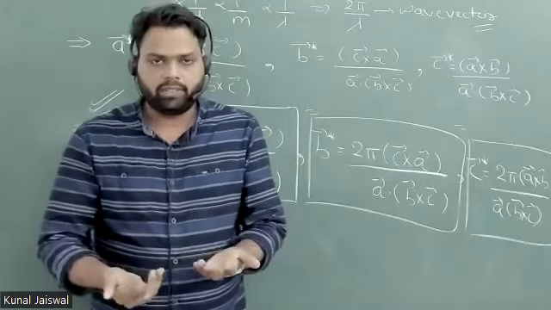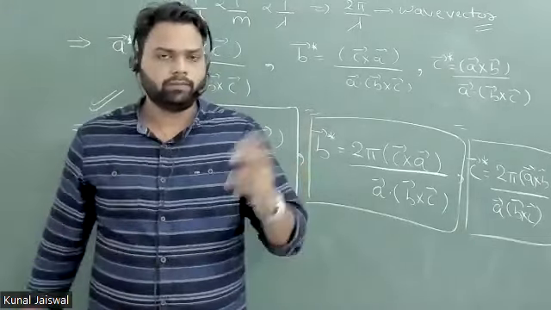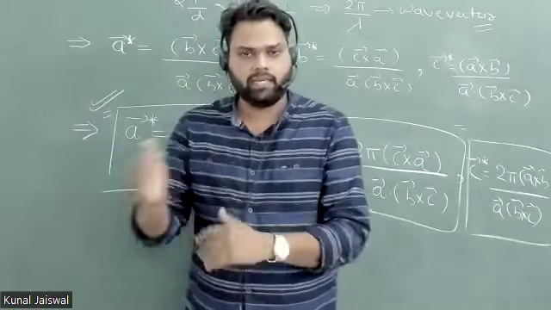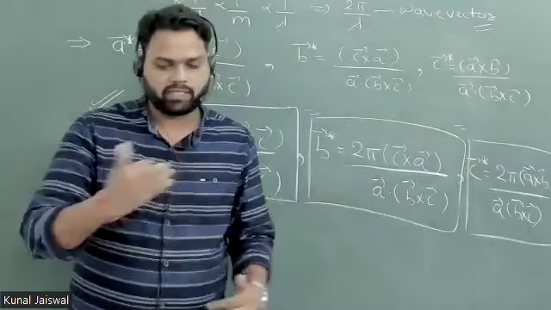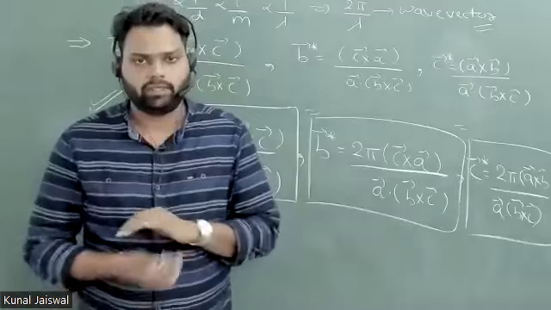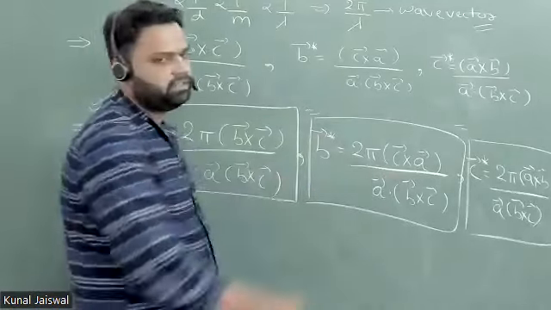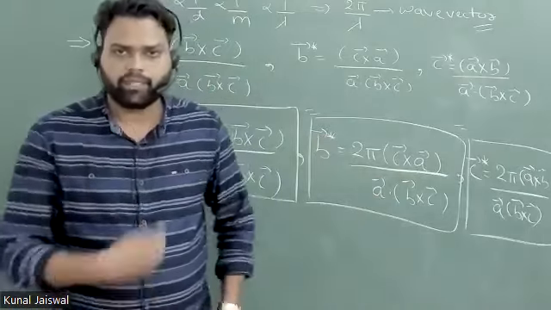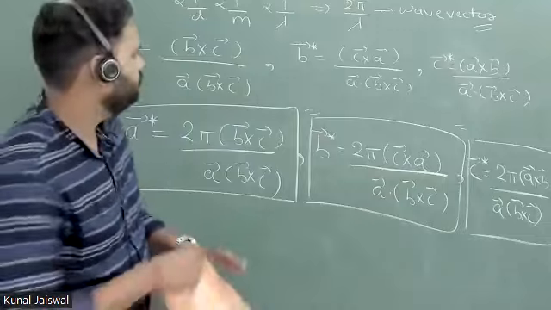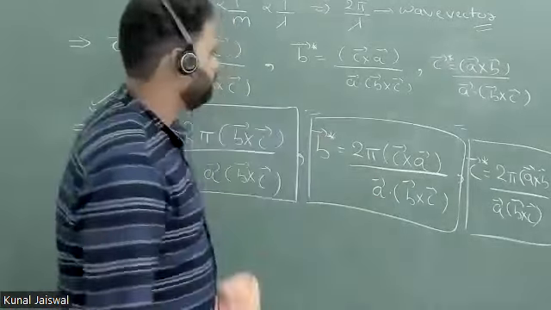So in examinations, the question has been asked multiple times that in real space or the direct lattice, the vectors are given as a vector like this, b vector like this, c vector like this. Find out the reciprocal lattice vector. So basically you have to use these three expressions. Clear? Shall we move ahead? Yes, sir. Okay. Now please write down the heading: reciprocal lattice vector for simple cubic lattice.